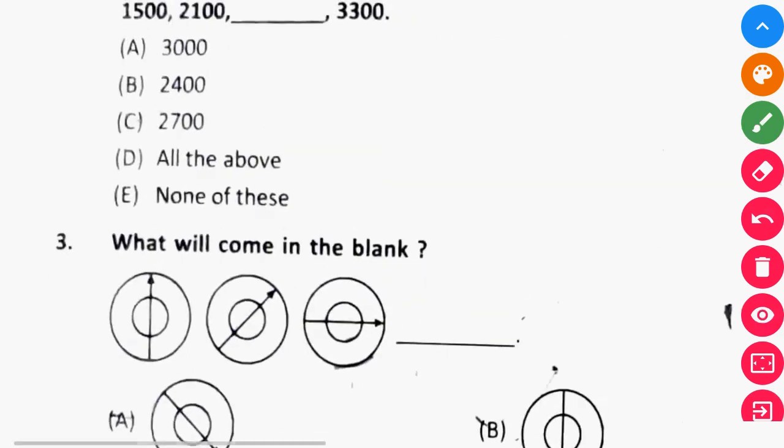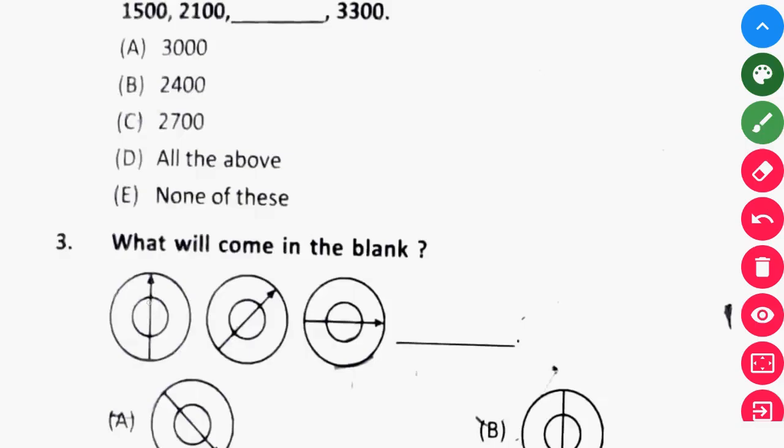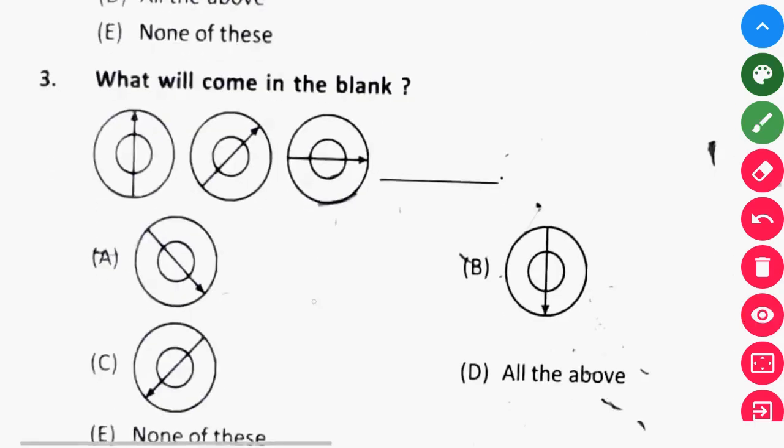What will come in the blank space? Again, the arrow is rotating clockwise. Clockwise rotation is there. First at 12 o'clock, then in between 1 and 2, now here at 3 o'clock. So in the next figure, it must be in between 4 and 5. So find out which figure shows such a pattern.